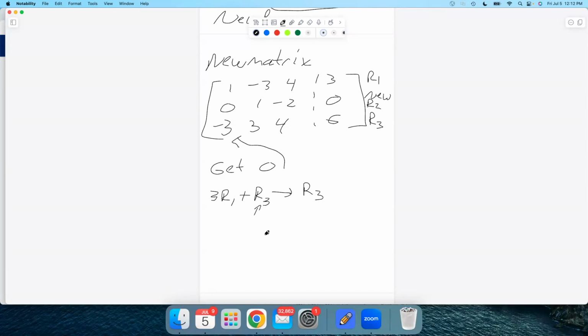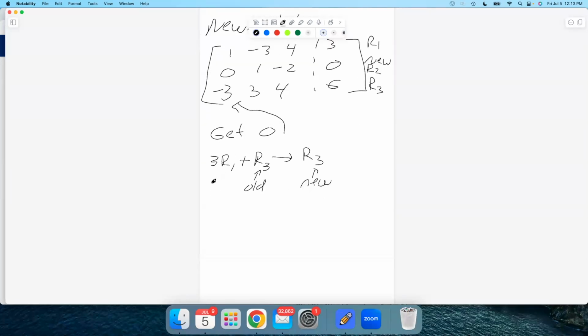So this is the way we write it out when we're doing row operations, and we have to understand that that is old and this is new. We're replacing row 3 with this here. So let's write all that out. +3 times row 1, 3, -9, 12, 9. Old row 3, just keep him the way he is. Add those straight down. We get 0, -6, 16, 15, I think. Let me check that.